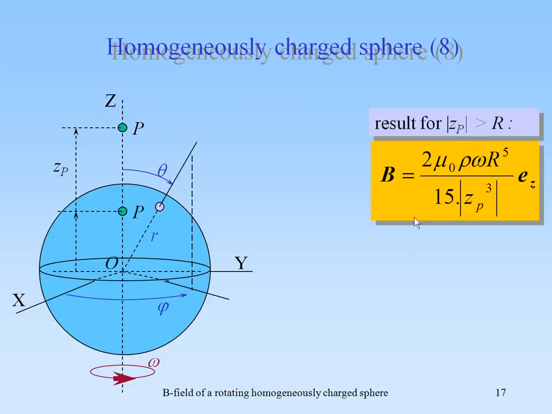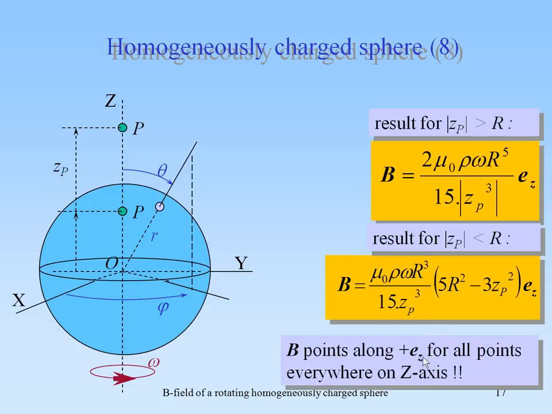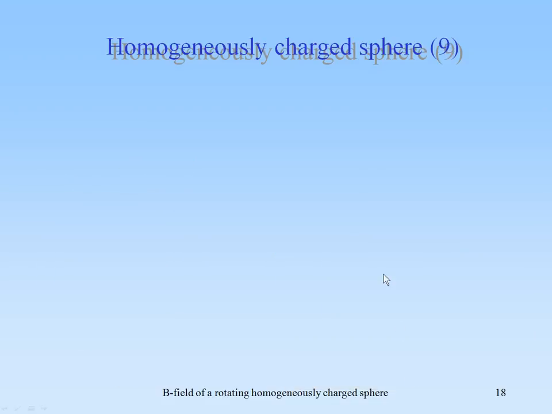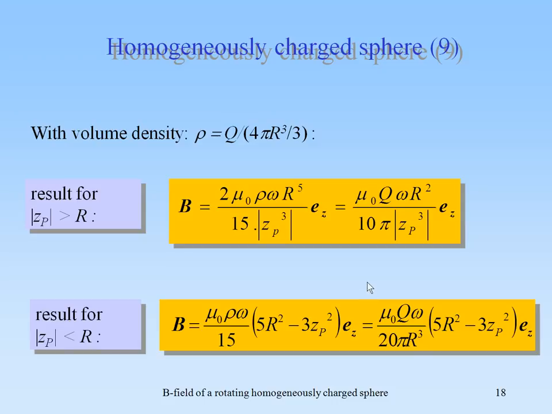Here is the result again, and for zp smaller than R. And B points along ez for all points everywhere on the z-axis. When we introduce the volume density, then we can rewrite this expression with R to the power 5 as this expression here with R squared and the Q. And this is the result for zp smaller than R.